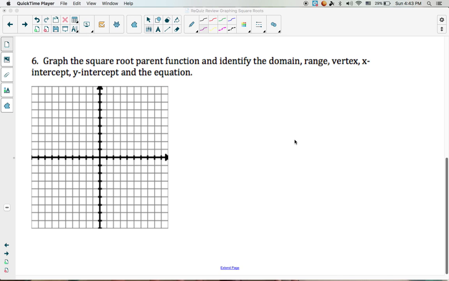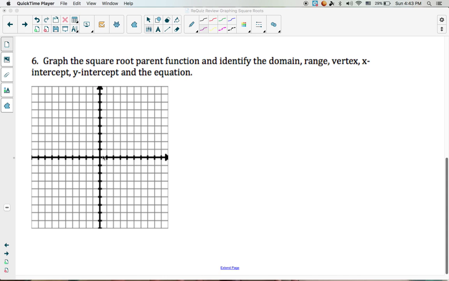ReQuiz review, graphing square roots, question number 6. It says to graph the square root parent function, identify the domain, the range, the vertex, x-intercept, y-intercept, and the equation. So let me go ahead and graph the parent.